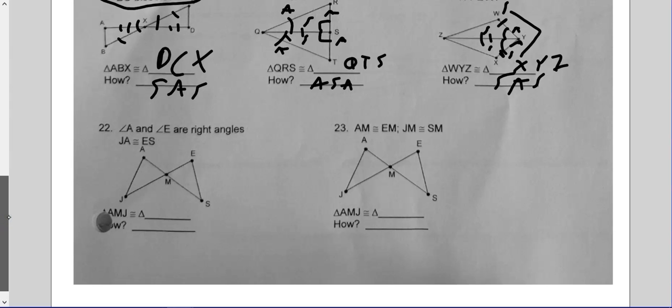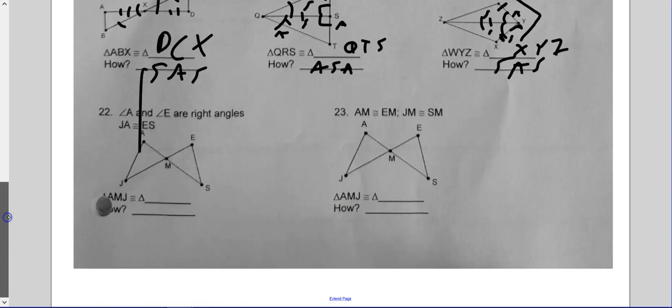Two more. I'm given A and E are right angles. So, whoops. Why are you doing this to me? Let's try this again. A and E are right angles. There you go. Right angles. We know JA is congruent to ES. What else can we mark? Always. Vertical angles.